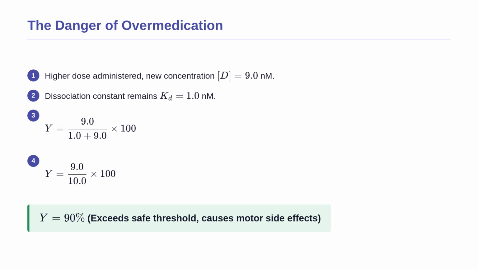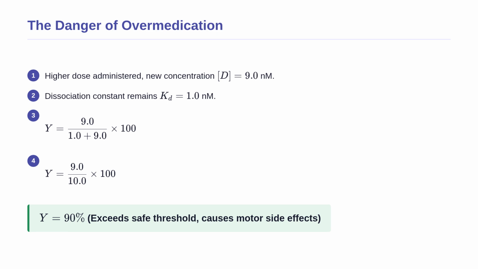Now that we have seen a successful treatment, let us investigate what happens if the dose is too high. Imagine a different patient is given a much higher dose, resulting in a massive brain tissue concentration of 9.0 nanomolar. The dissociation constant remains exactly 1.0 because that is a fixed chemical property of the drug. Substituting these new values, our numerator is 9, and our denominator becomes 1 plus 9, which is 10.